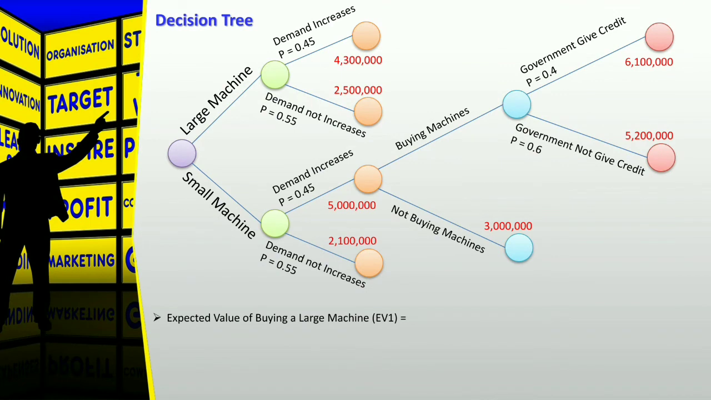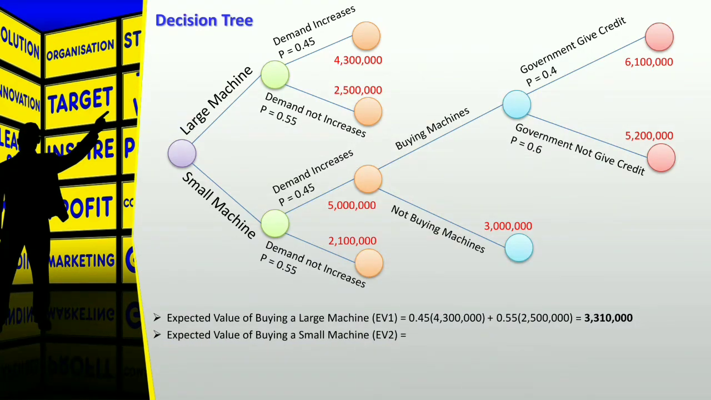Expected value of buying a large machine equals 0.45 multiplied by 4.3 million plus 0.55 multiplied by 2.5 million equals 3.310 million.